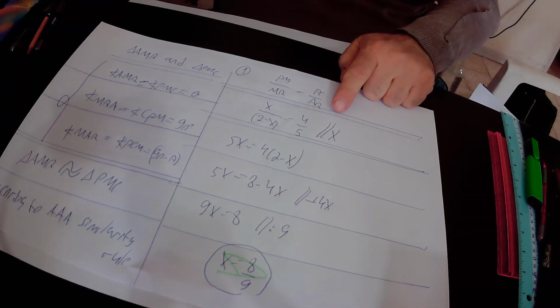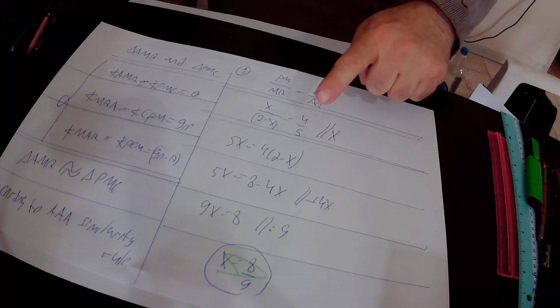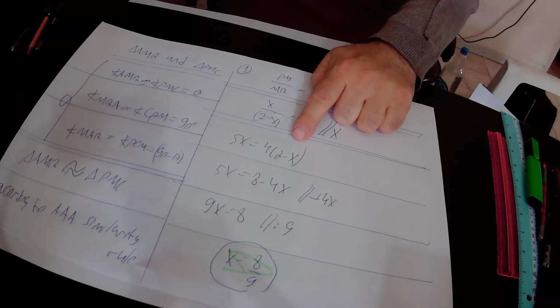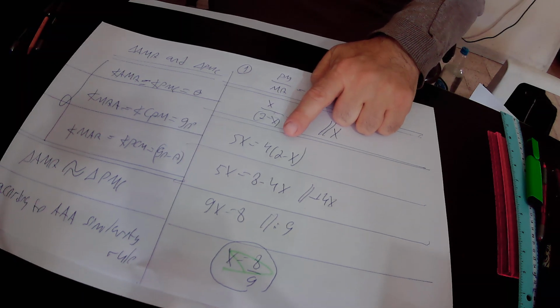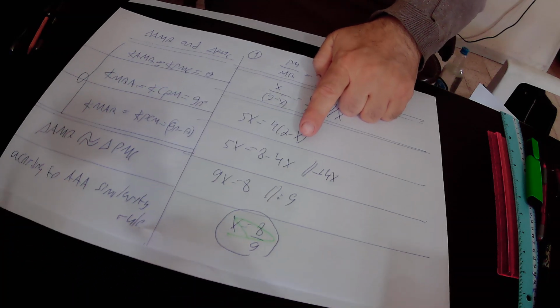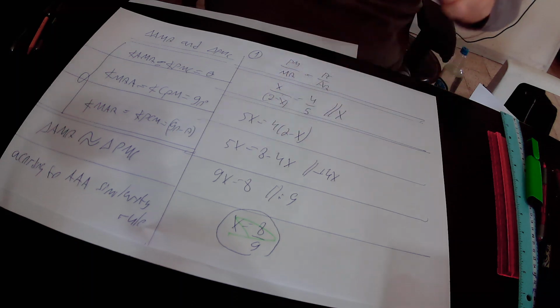Here, of course, we cross-multiply this equation and find that 5x equals 4 times (2 minus x). Here we open the brackets and find that 5x equals 4 times 2, which is 8, minus 4x. So 5x equals 8 minus 4x. Here we add 4x to both sides and find that 8 equals 4x plus 5x, which is 9x. So 9x equals 8. Here we divide the equation by 9 and find that x equals 8 ninths.